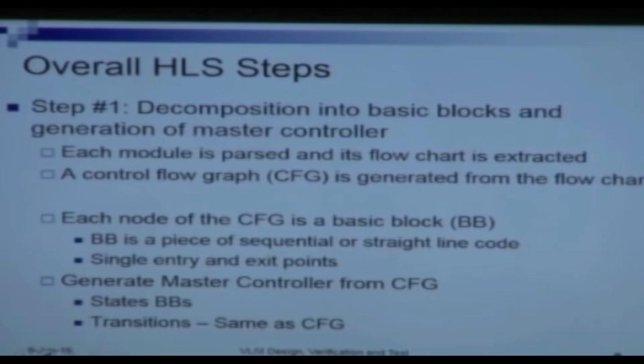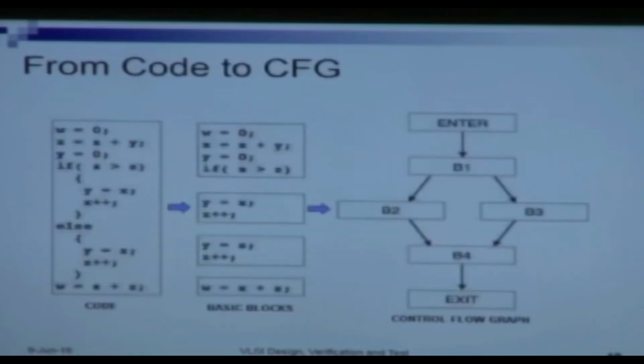Given this control flow graph, we generate the master controller. Basically, the master controller has a one-to-one correspondence with the control flow graph. So the states of this master controller, the master controller FSM, will be the nodes of the control flow graph, and the transitions will be the edges of the control flow graph, right? So now we take an example to show it.